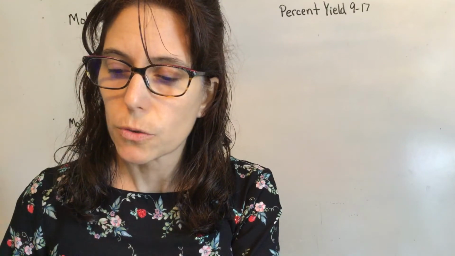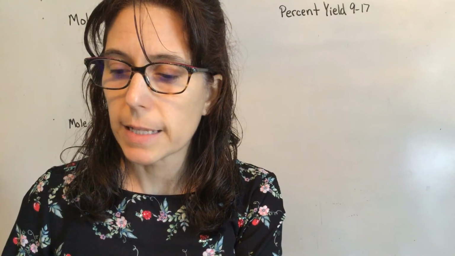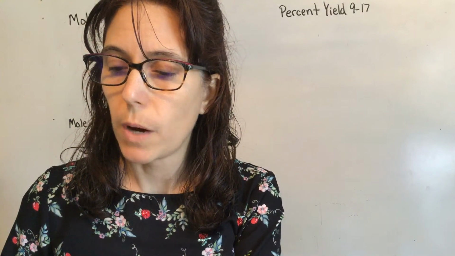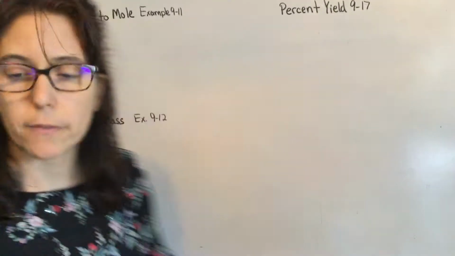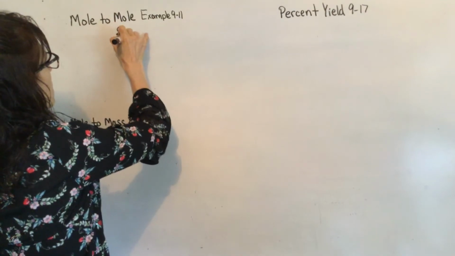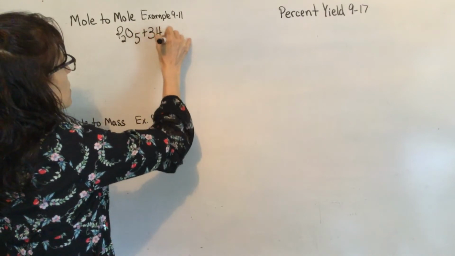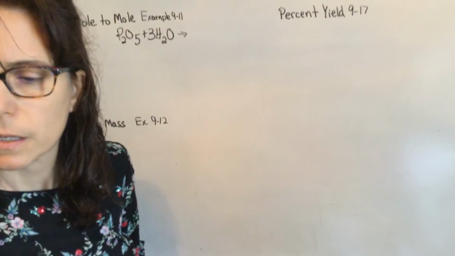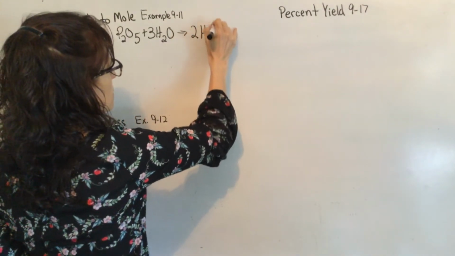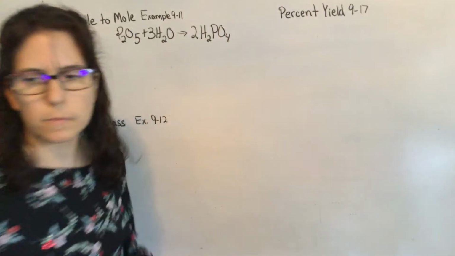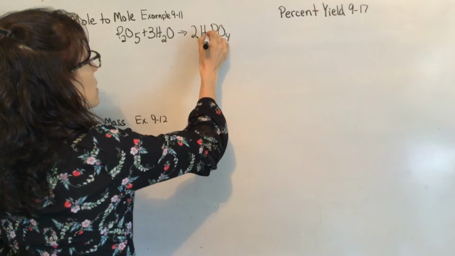where it says if 25 moles of diphosphorus pentoxide reacts with water to form phosphoric acid, how many moles of water are required? Here is the balanced equation, so I'm going to write that. It says P2O5 plus 3H2O gives us 2 phosphoric acid. I'm sorry, I knew that formula was wrong. There we go.